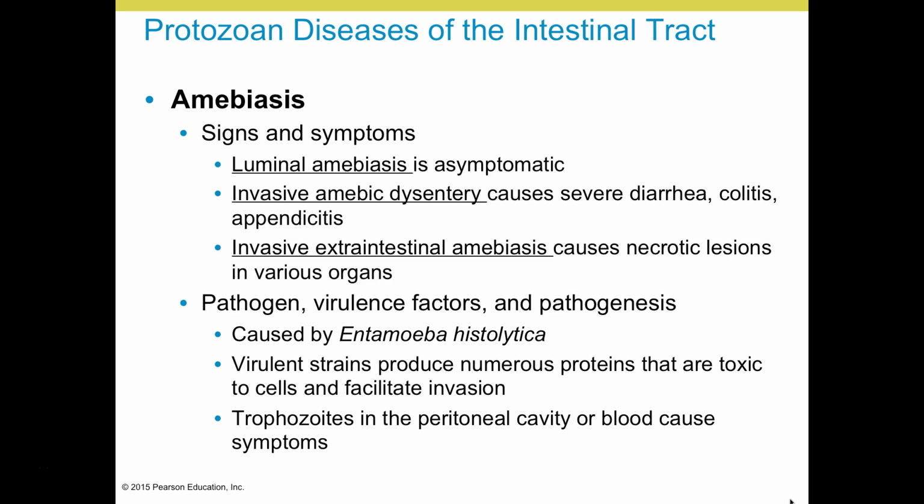Very dangerous: amoebiasis. It can be asymptomatic, and again, it can give you diarrhea, colitis, and even appendicitis. It is caused by Entamoeba. You could actually find these virulent strains because they produce toxins that actually hurt cells and facilitate invasion. When you look at a sample, you can find the trophozoites, and you can even find this in a blood sample.